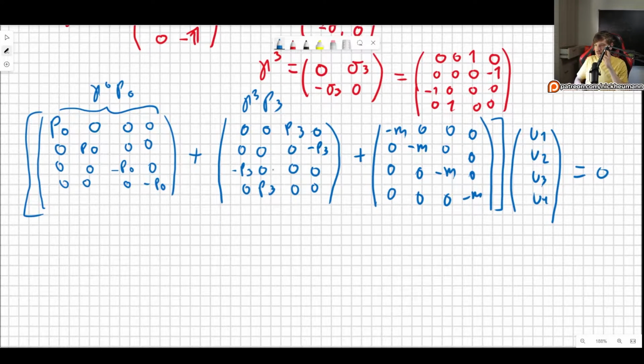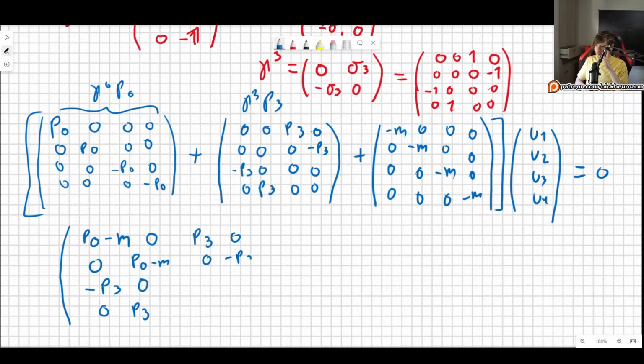Okay, so let's just add these matrices together to see what we end up with. So in the diagonal we have P0 minus M. Then we go down one step and we have 0. Then we go down another step and we get minus P3, 0. Then we get P3 here, 0 here. Then in the next step in the diagonal, we also get P0 minus M, 0. Then here we have P3, 0, 0, minus P3. Then in the next one in the diagonal, we have minus P0 plus M, right?